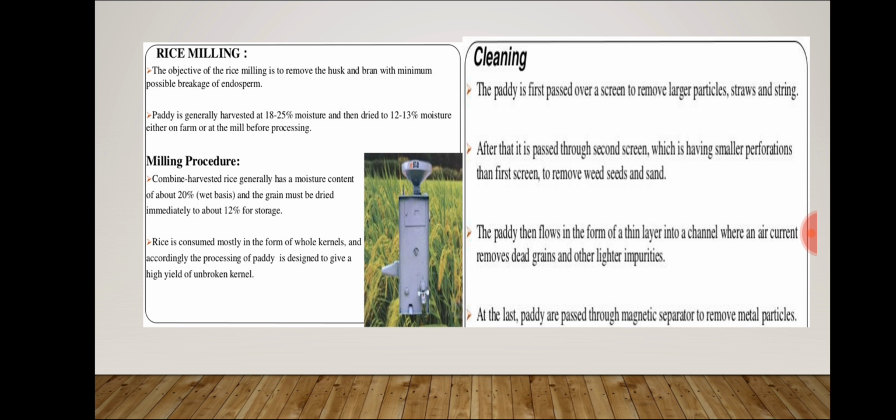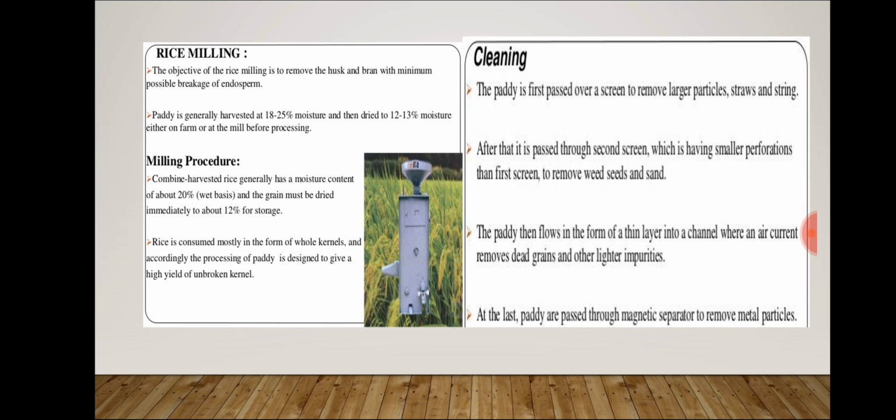Rice is consumed mostly in the form of whole kernels, and accordingly the processing of paddy is designed to give a high yield of unbroken kernels. Cleaning. Paddy is first passed over a screen to remove large particles, straw and strings. After that it is passed through a second screen, which has smaller perforations than the first screen, to remove wheat, seeds and sand.